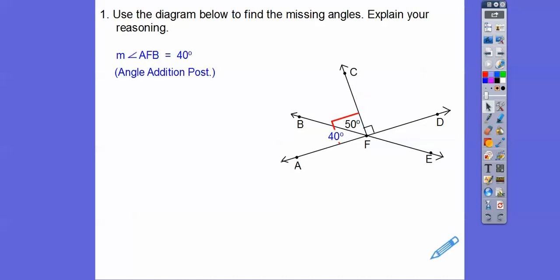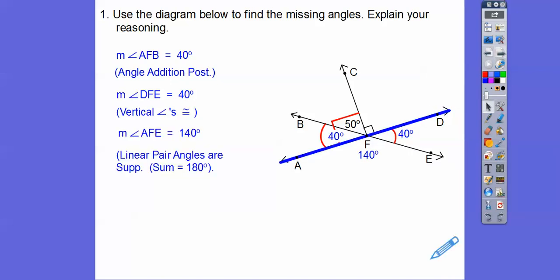And then this 40 and this guy right here, these are called vertical angles. So this is going to be 40 over here also because of the vertical angles theorem. Then I'm going to use this straight line on the bottom half. Straight lines are always 180. So if this is 40, then this guy over here has to be 140, okay? Because linear pairs make up a line, and there are two angles that make up a line, so they add up to 180, okay?